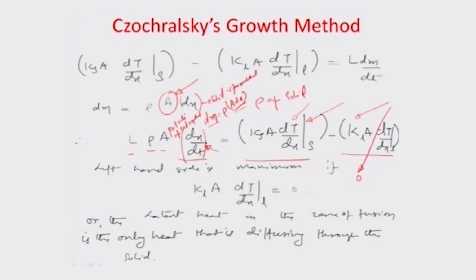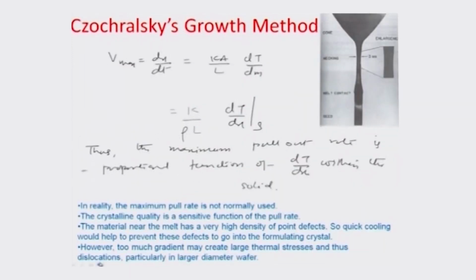So, this whole equation is a maximum on the left side only if this liquid heat transfer from liquid into the zone of fusion is 0, or the latent heat in the zone of fusion is the only heat that is diffusing through the solid. Okay. And so, therefore, this is a one dimensional case where you have the maximum pull rate V max represented by K A by L times dT by dm, or K divided by rho L.